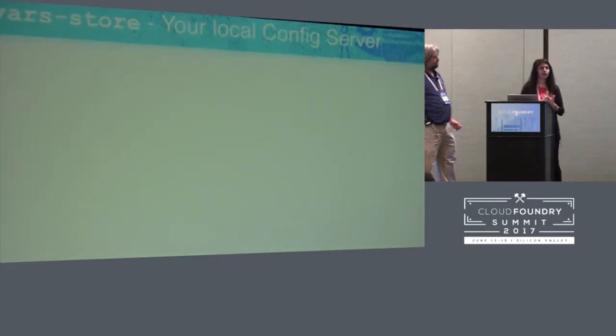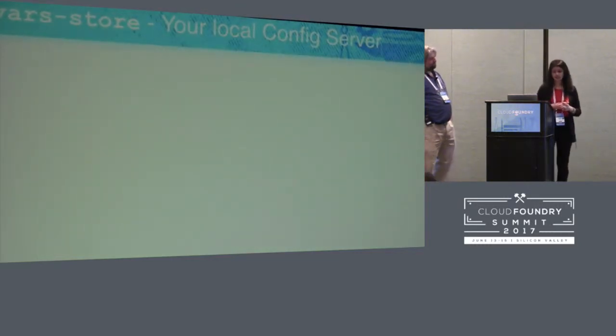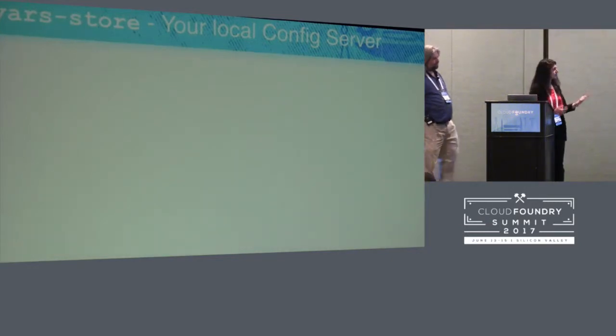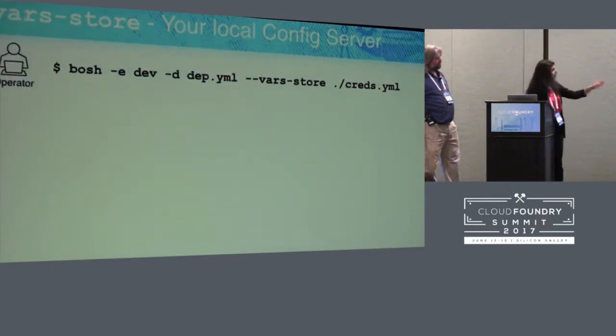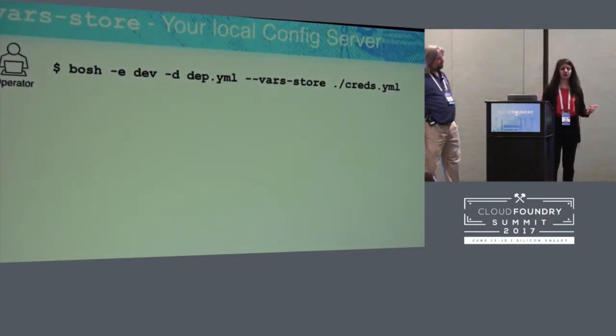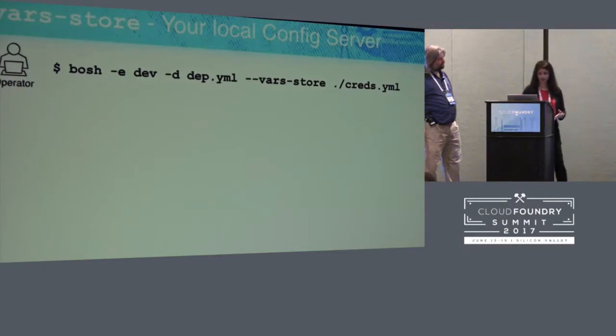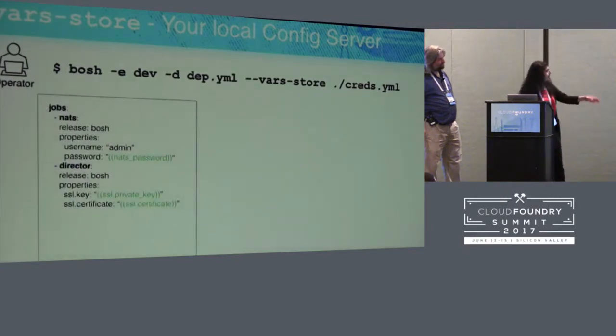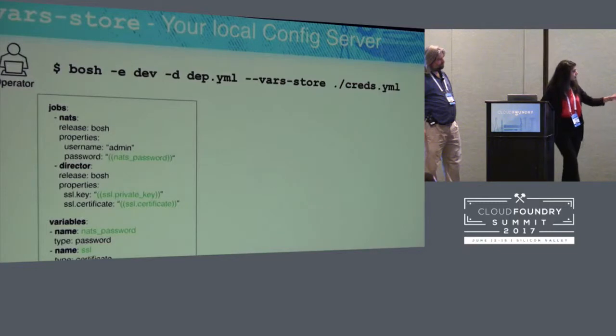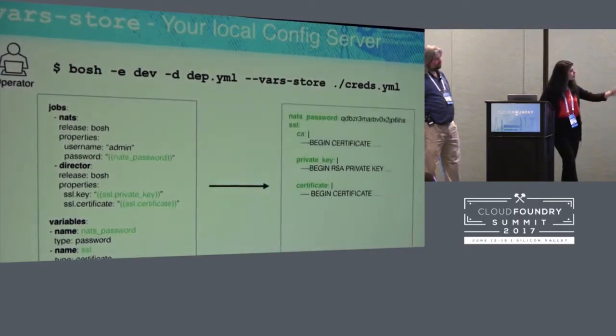Now, say that you're in a situation where you don't actually have a config server. You haven't deployed it. You can still actually use and generate variables and store them using var store, which is your local config server. So you specify a file, and that file is going to be your lazy write and read file. You specify variables that you want used in your manifest, and variables that are generated are written to that file. So if you have this kind of manifest where these are both variables that will be generated, with var store, the values for them will be written to the creds.yaml file, and you can access them later.